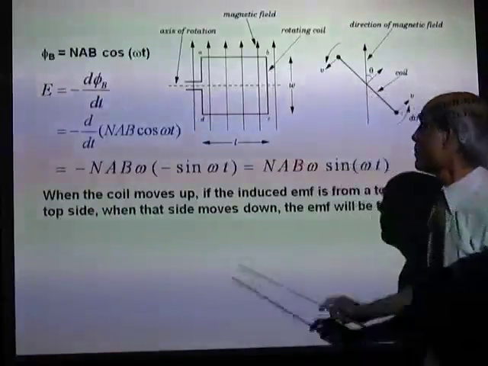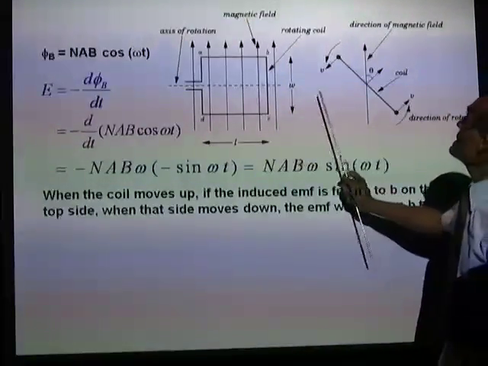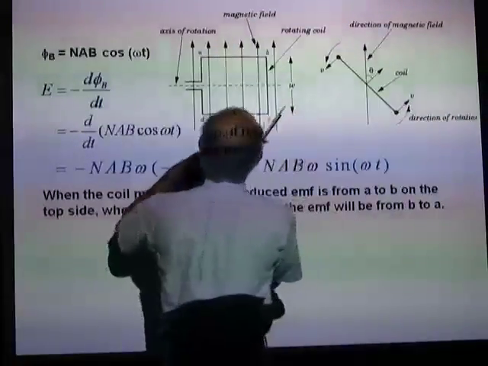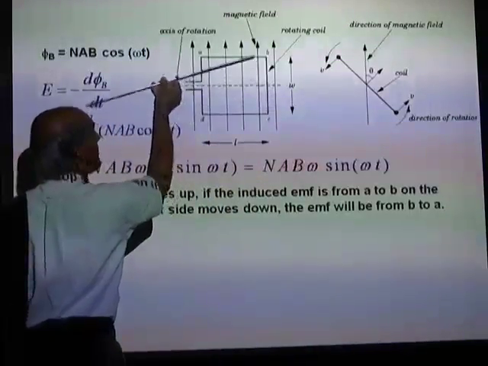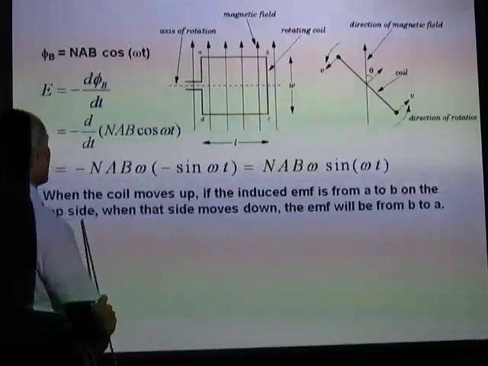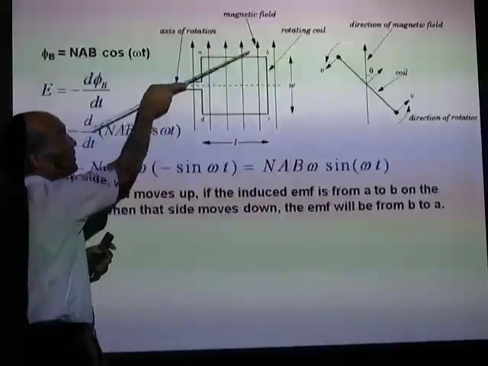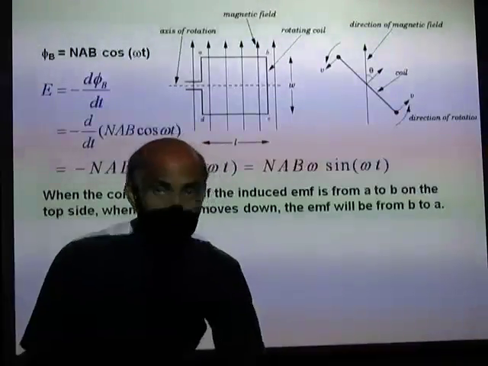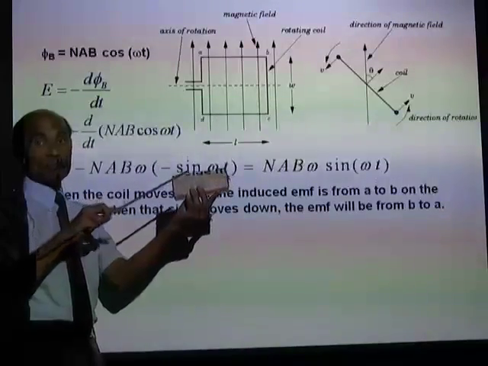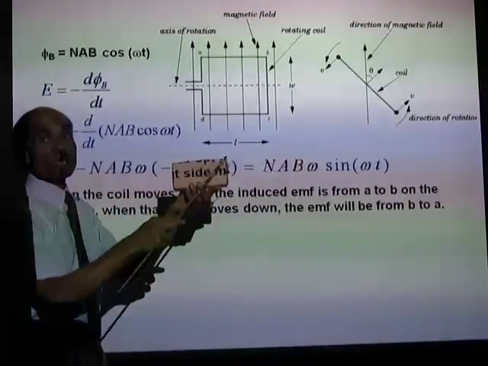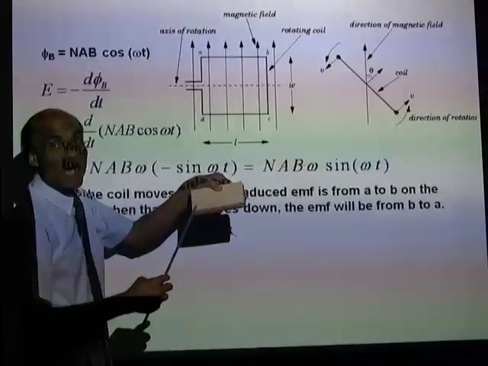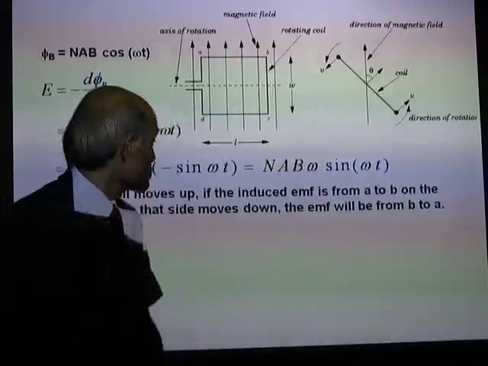Now, when the coil moves up, what I mean is this side moves up. If the induced EMF is from A to B on the top side when that side moves up, as it moves down the induced EMF will be from B to A. That's something that you need to really understand.